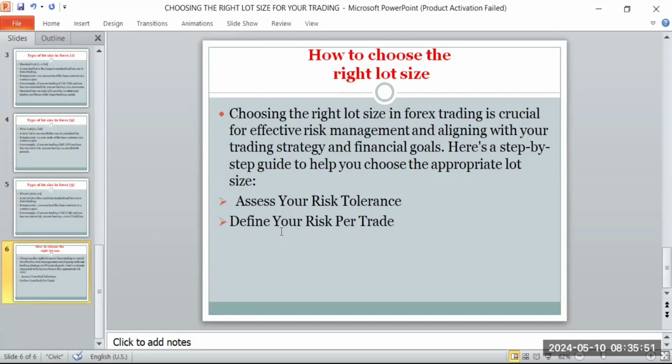Okay, so guys, right now I'll be walking you through the main practical on how you can actually calculate the right lot size for your account. Okay, let me take you to my Forex book, and I'll show you how you can actually do this easily.